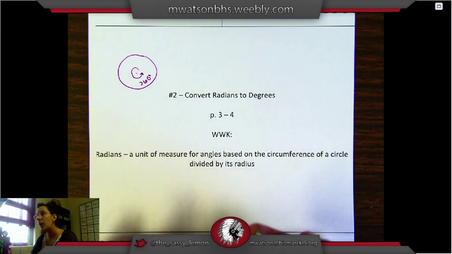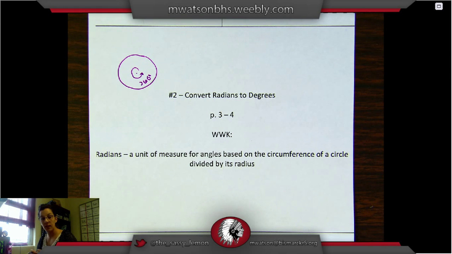Radians are more precise because they come from a ratio based on the measurements given in a circle. So they aren't arbitrary like a degree is. A degree is 1/360th of a circle, but radians are a little bit different.